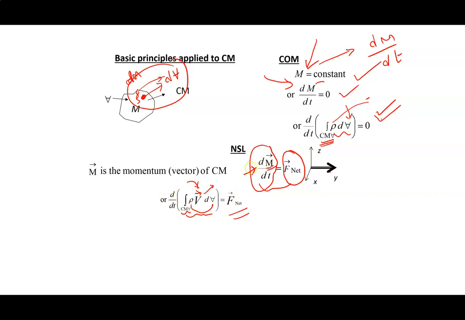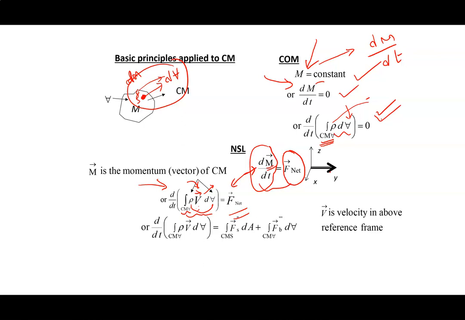So another way of writing this equation, when velocity may be changing or the density may be changing at different locations inside my control mass, this form of Newton's second law comes in handy. V is the velocity, again, in the above reference frame, right? So rho dV is the mass, multiplied by the velocity gives me the momentum. Now let's focus on the right-hand side.